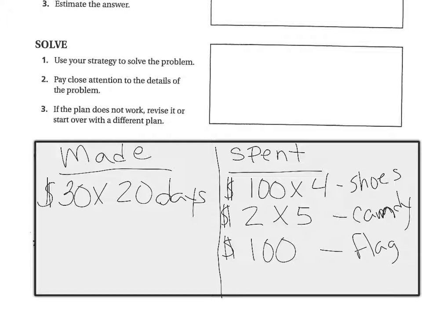I set up my problem using my strategy. I made a chart and I separated it and I broke it into parts. So I had how much Devin made, and then I have how much Devin spent. Now I can look and I use my strategies. I am breaking it into parts and I'm making a table.